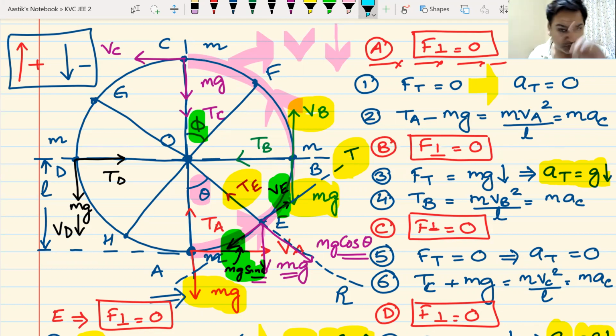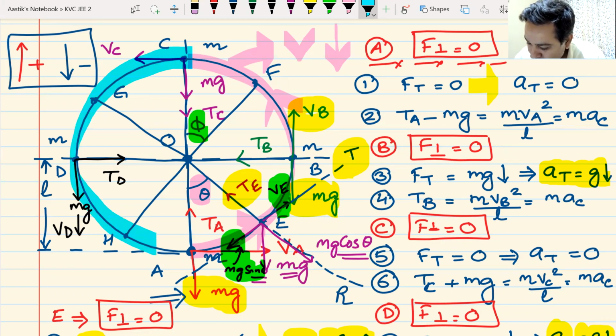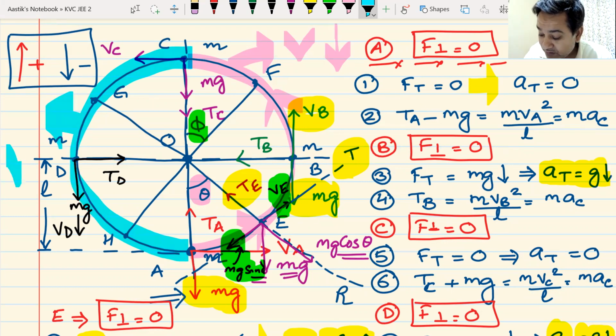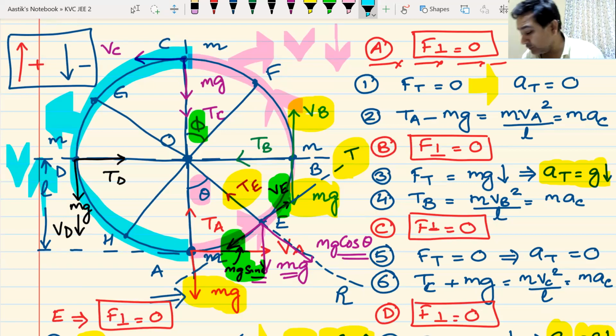Now, let us look at the other half. I am breaking the circle in two halves. First, I broke it into lower half and upper half. Now I'm breaking it into right half and the left half. What is going to happen in the region that I have marked in blue? Yes, the speed will increase. When I go down, I hope the arrow is clear. The speed will increase.